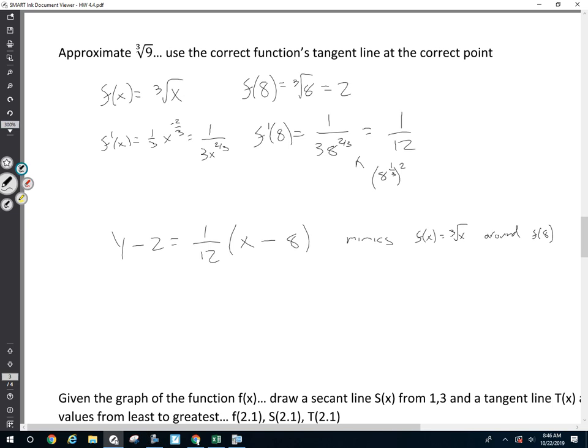Okay, so I want to approximate the cubed root of 9, but that's like approximating f of 9. So make sure you understand you're approximating f of 9. I'm not plugging in the cubed root of 9 here. I don't know what it is. I am instead plugging in 9 for x, adding 2 to get the approximation of the cubed root of 9. I get 1/12 plus 2. 2 plus 1/12 is 24 twelfths plus 1 twelfth, so I get 25 twelfths. So f of 9, which is the cubed root of 9, I say, is approximately 25 twelfths.